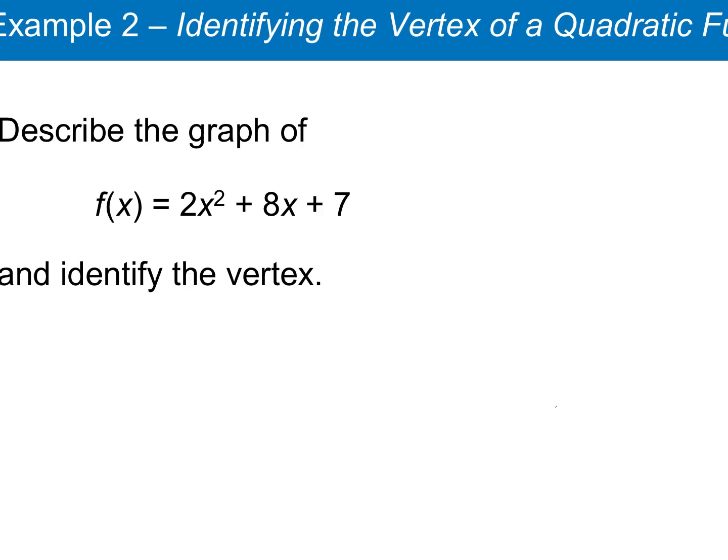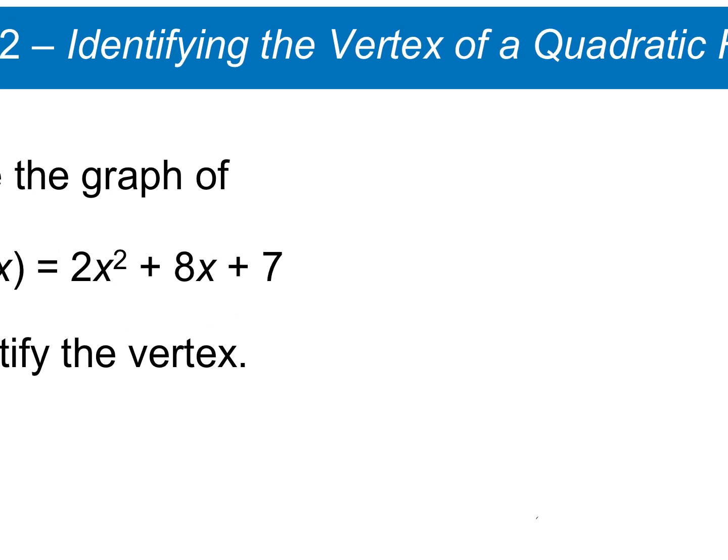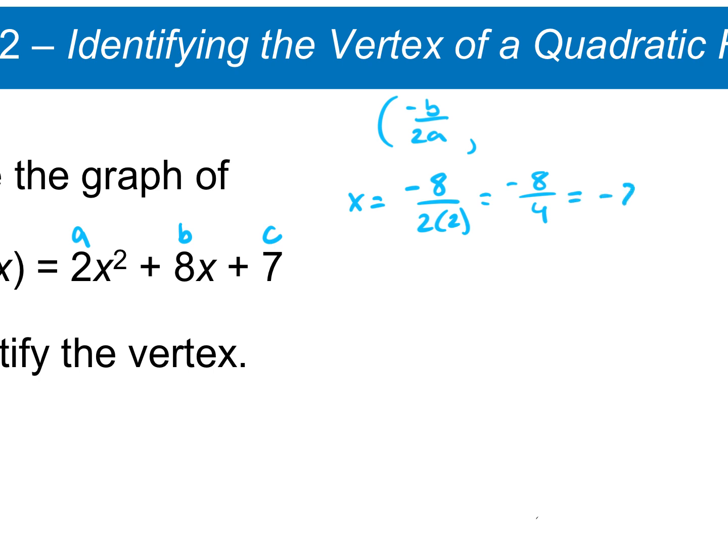So first, let's identify our vertex. The little formula that we use is negative b over 2a. That helps us find the x value in our vertex, or that h as what we would call in vertex form. So what's our a? 2. Awesome. What's our b? 8. 8, and c would be 7. So to find our x value in our vertex, we have negative 8 over 2 times 2. So this would be negative 8 over 4, which simplifies to negative 2.